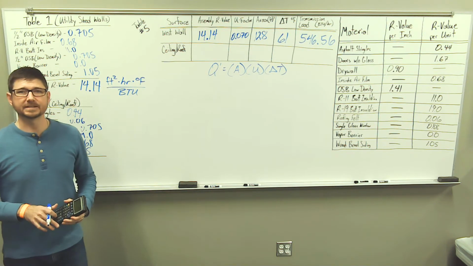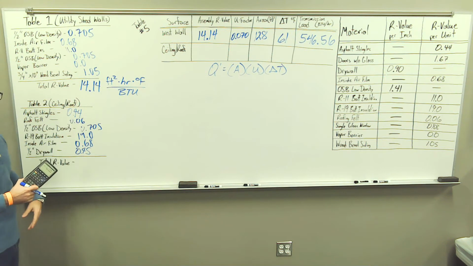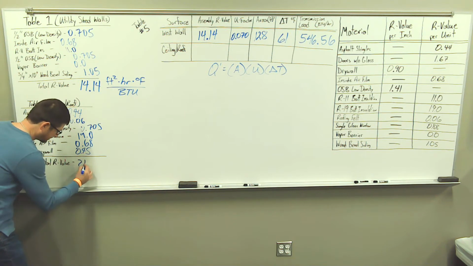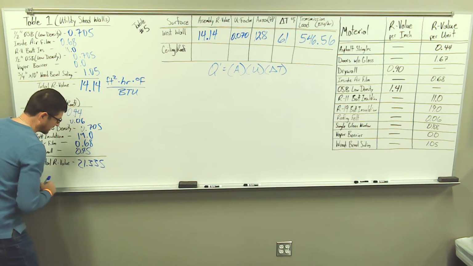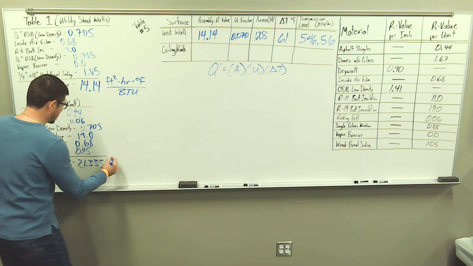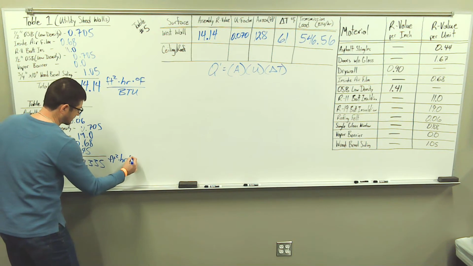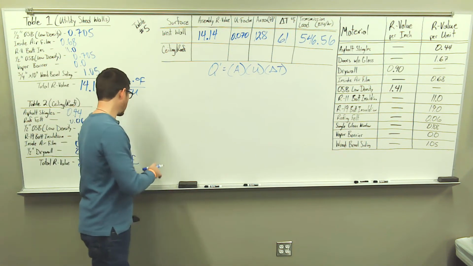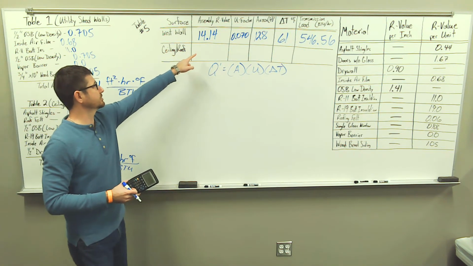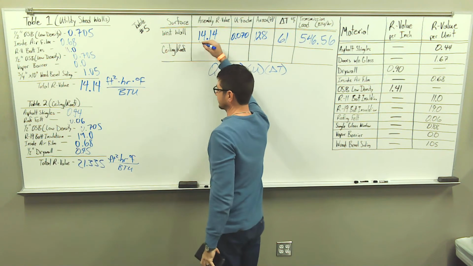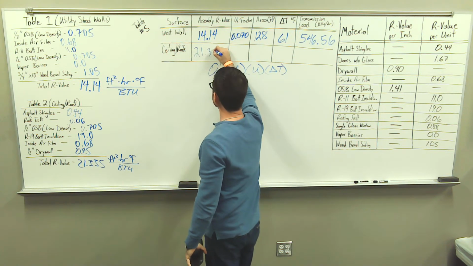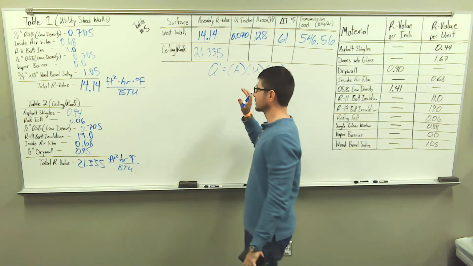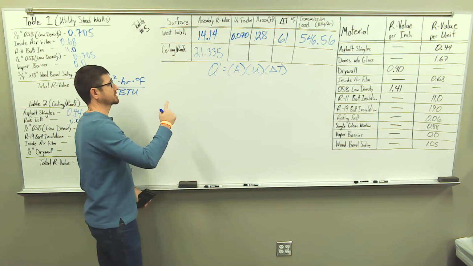And so what we're going to do is add these values together, and this is going to give us 21.335. Okay, and this is going to give us units of foot squared, hour, degree Fahrenheit per British thermal unit. So let's copy our calculated value into the assembly R value space for our ceiling and roof, 21.335. Okay, now we need to calculate the U factor.